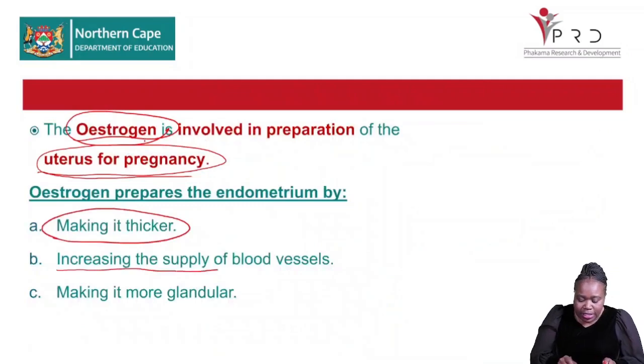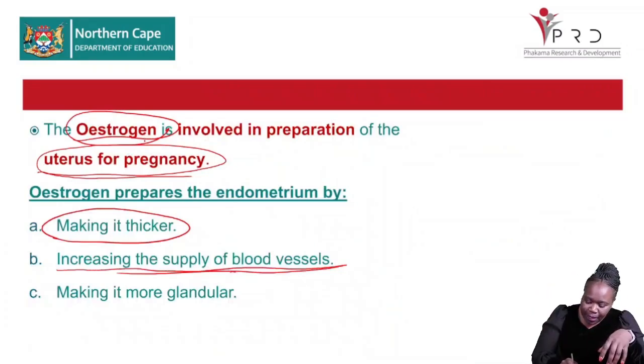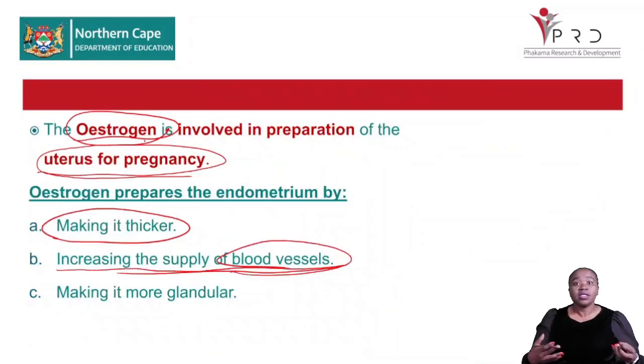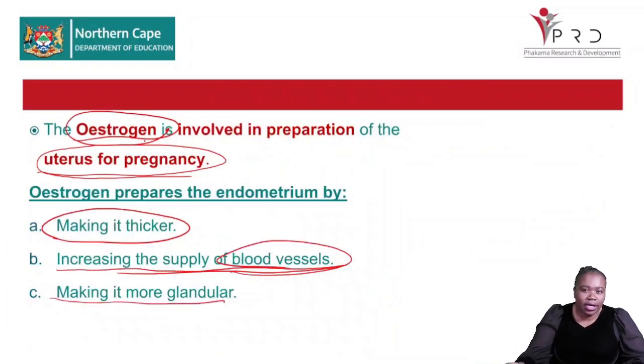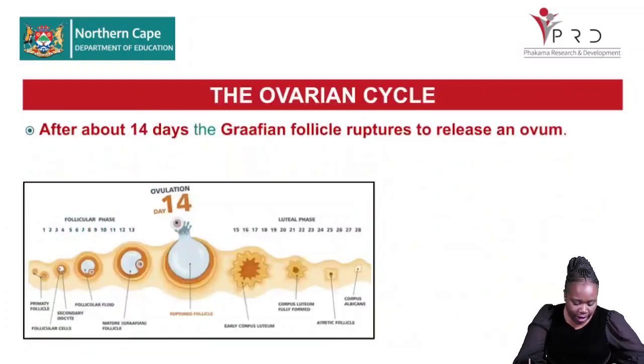How else? It increases the blood supply. We know that blood provides us with a lot of things. It's going to provide the nutrients, it's going to provide oxygen and all of that. So the supply of blood vessels will increase so that the supply of blood that is carrying all the nutrients and the oxygen to be higher, right? And then it also makes it more glandular. So it is going to be more glandular as well, right?